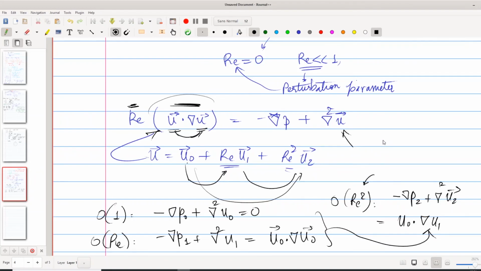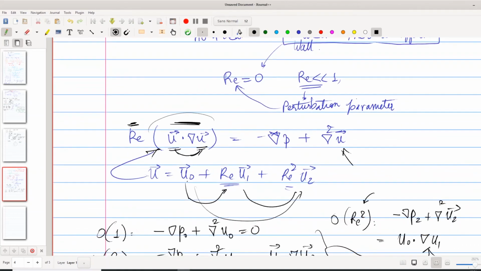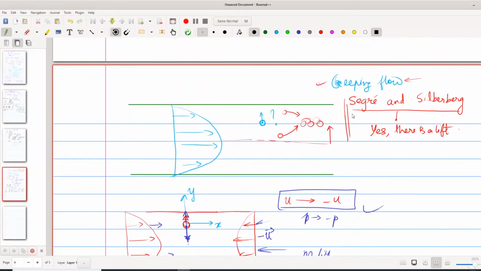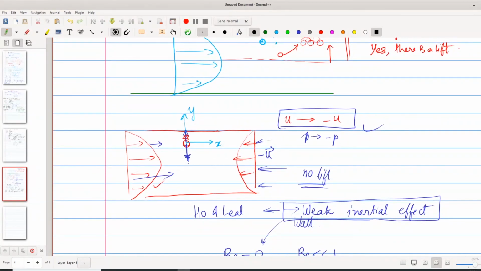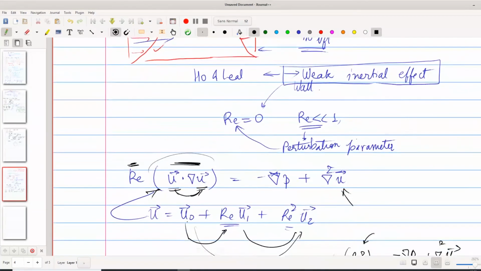Something like this happens, and at higher orders, the lift happens to be non-trivial, and that particular lift is what is able to explain the migration of particles as seen by the experiments of Segre and Silberberg. But the important point is that we were able to conclude a very important result: a particle described by creeping flow in a Poiseuille flow in the background has no lift. It is higher order effects which actually cause the particle to have a net lift.